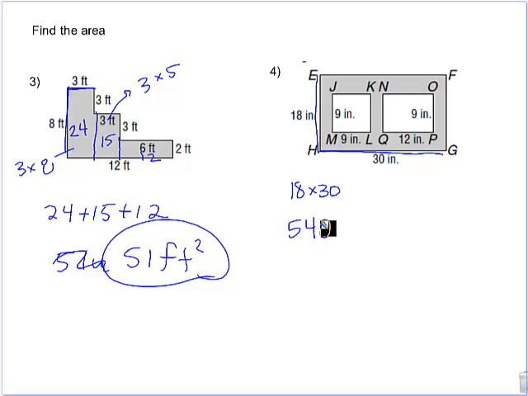Okay, so now we have to subtract off these two areas. So what's this area? This is a 9 by 9, which would be what? 81. So we have to subtract off 81, and then we have to subtract off a 9 by 12, which is what? 108. So then we have to subtract off 108. 351.